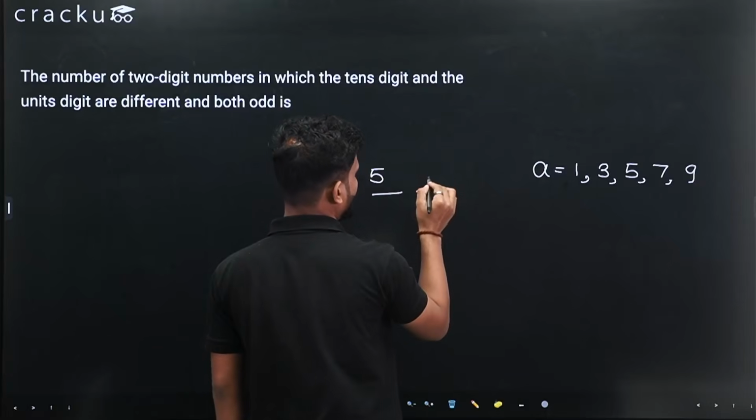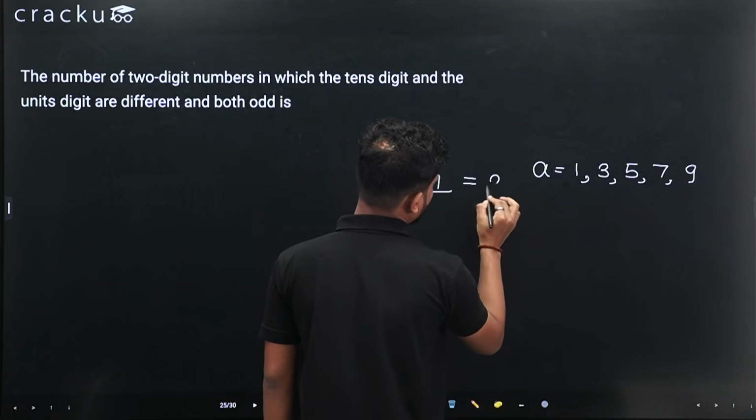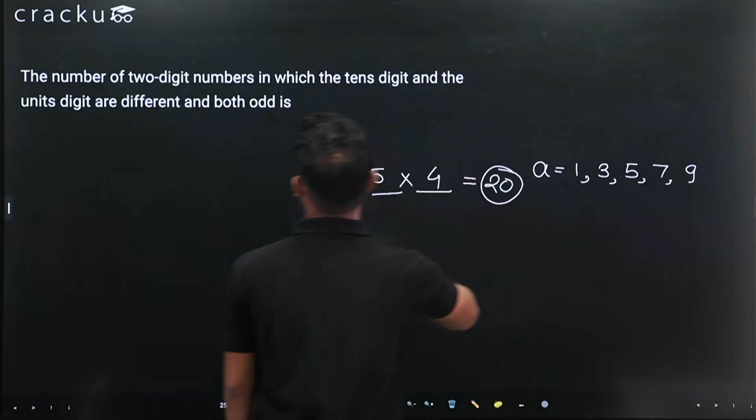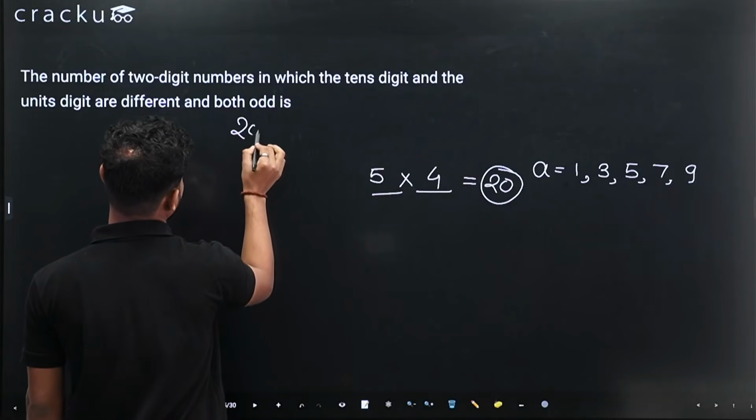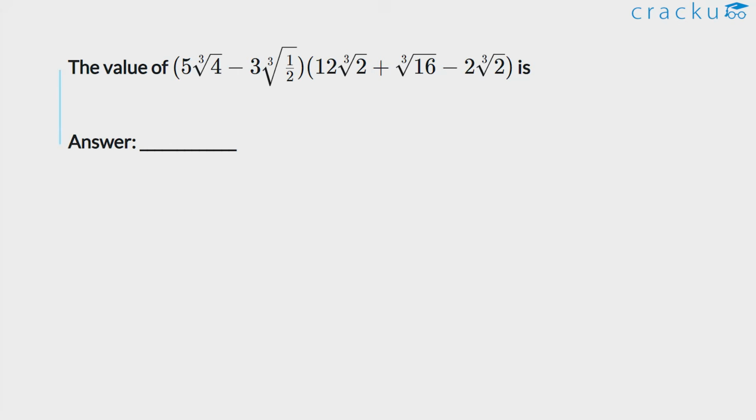But once I choose one of these numbers, then for B I get only 4 choices. I don't have 5 choices. Why? Because B cannot be equal to A. So it will be 4 choices. So how many total choices do I have? I have a total of 5 into 4, 20 choices. So the number of such numbers is 20.